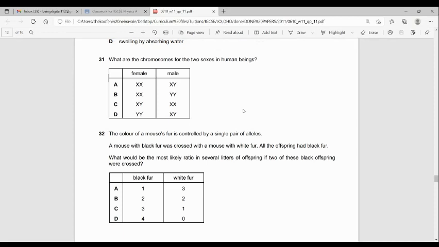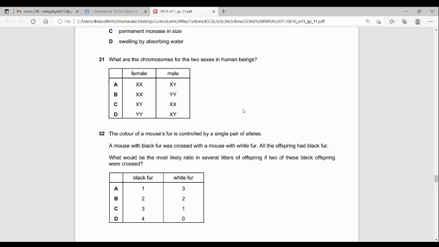31. What are the chromosomes for the two sexes in human beings? Chromosomes in the females, we all are women. In our cells, the 23rd pair, the sex chromosomes, are XX, two X chromosomes we have. But in the male, it is X and Y. So the answer is A.